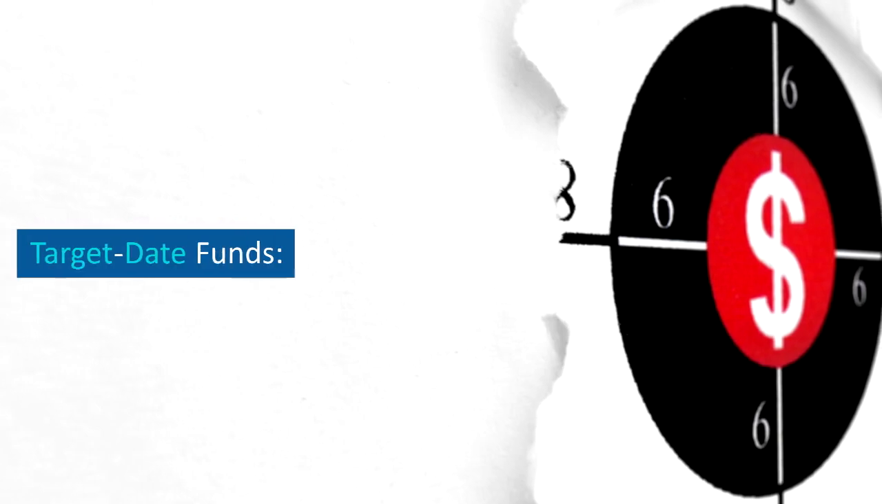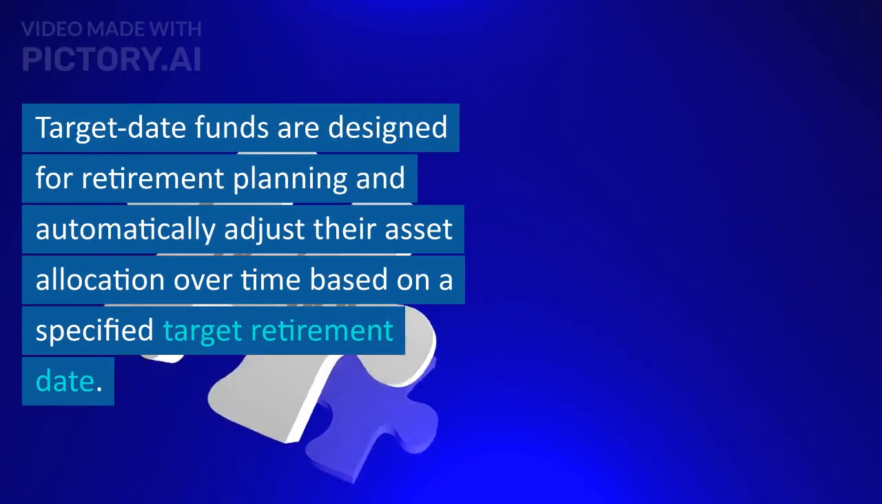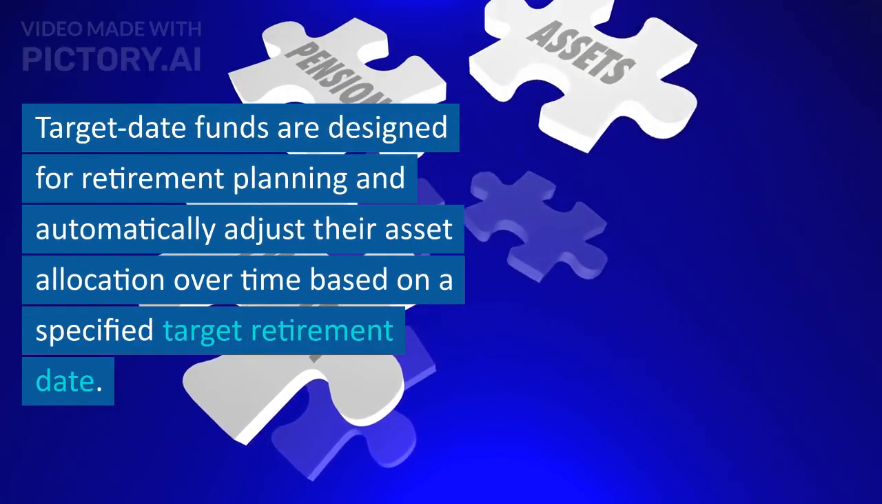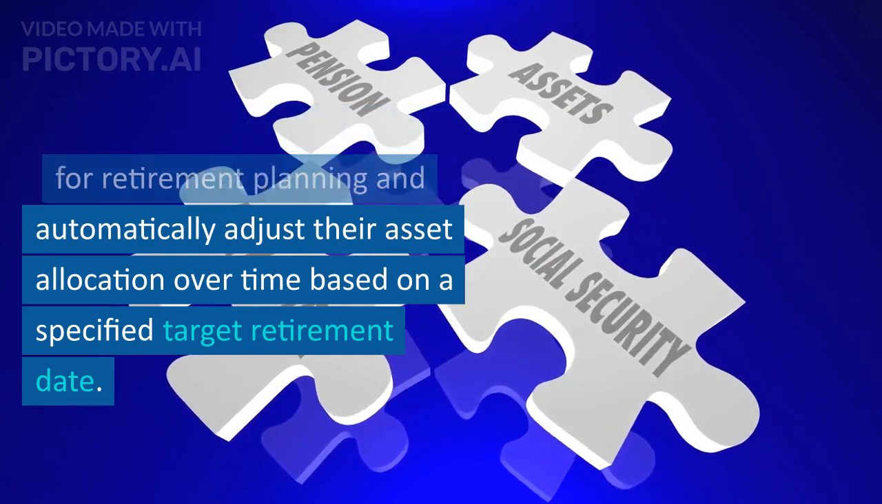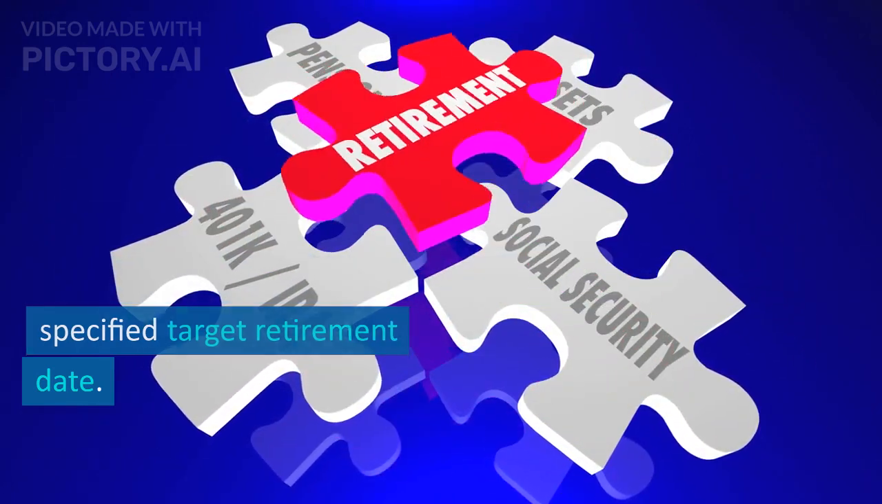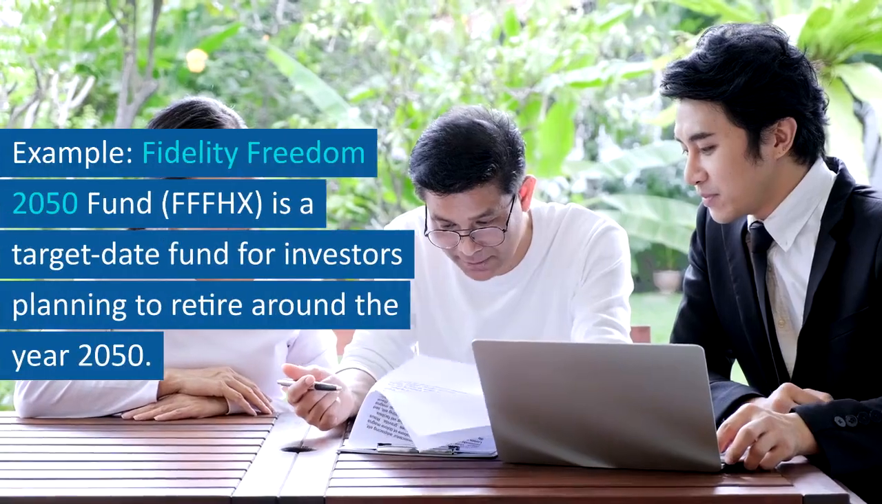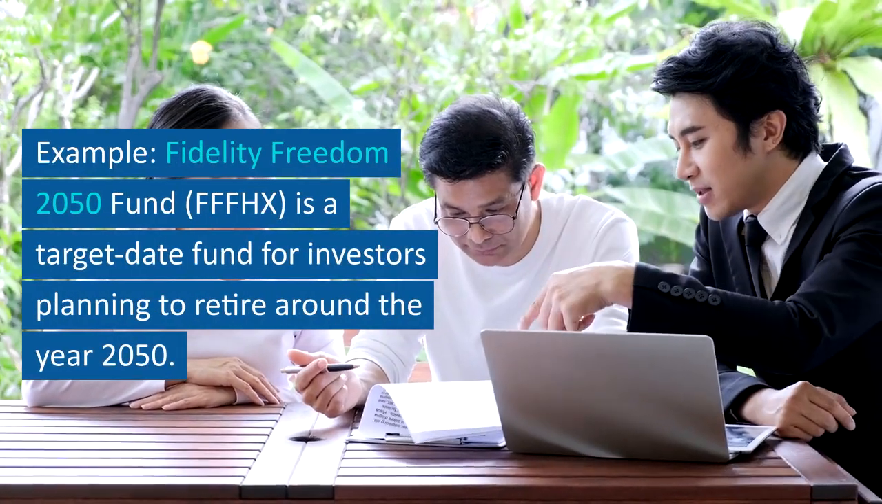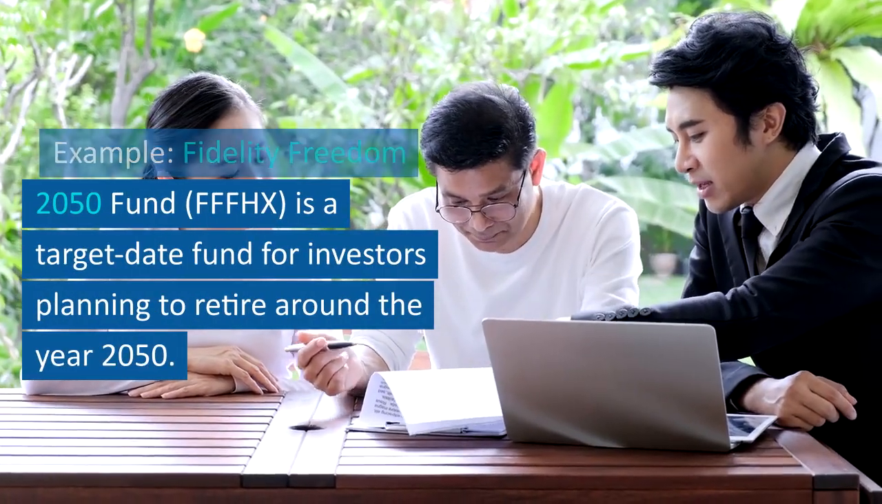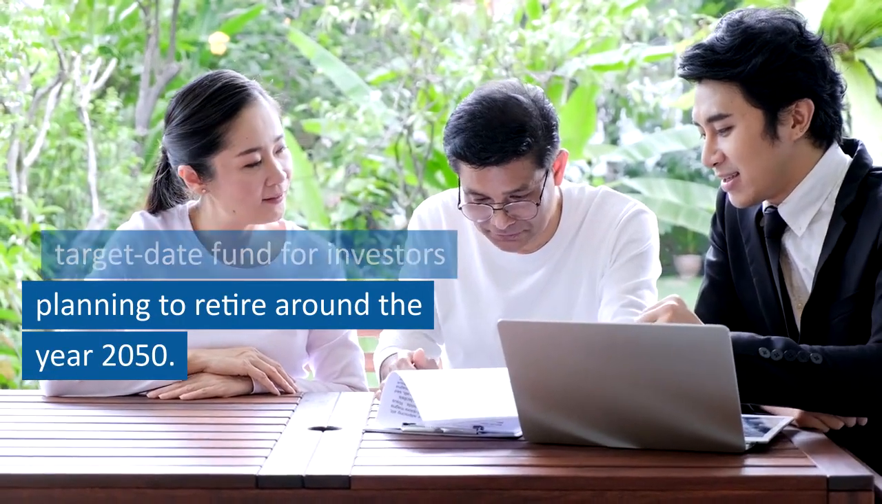Target date funds. Target date funds are designed for retirement planning and automatically adjust their asset allocation over time based on a specified target retirement date. Example: Fidelity Freedom 2050 Fund, FFFHX, is a target date fund for investors planning to retire around the year 2050.